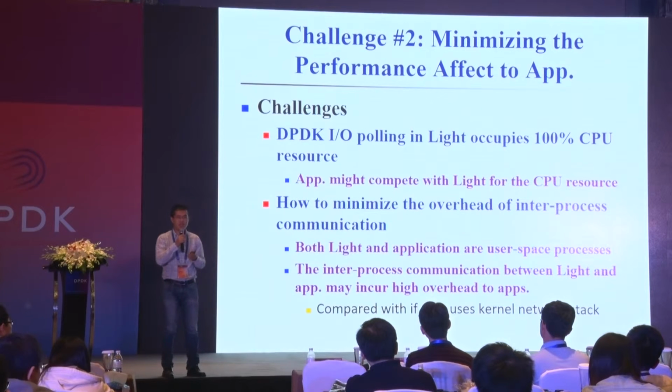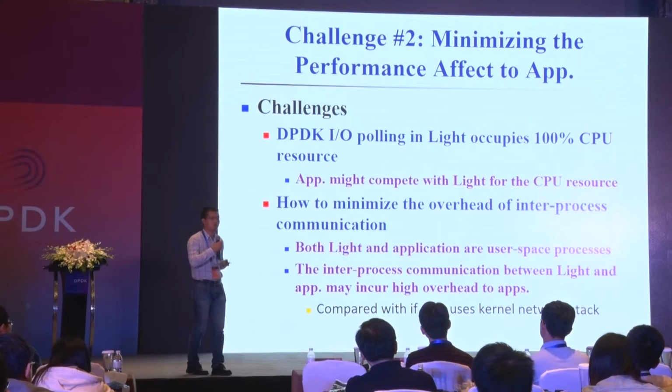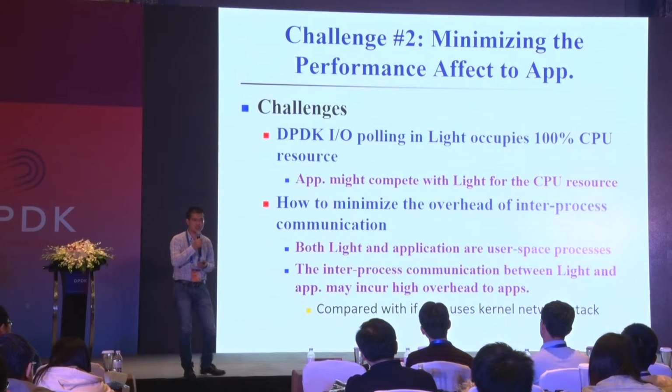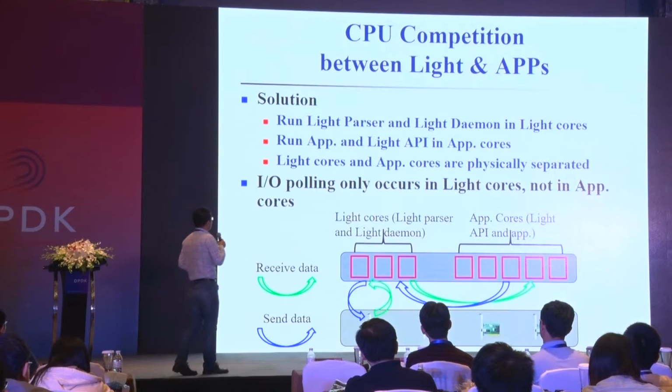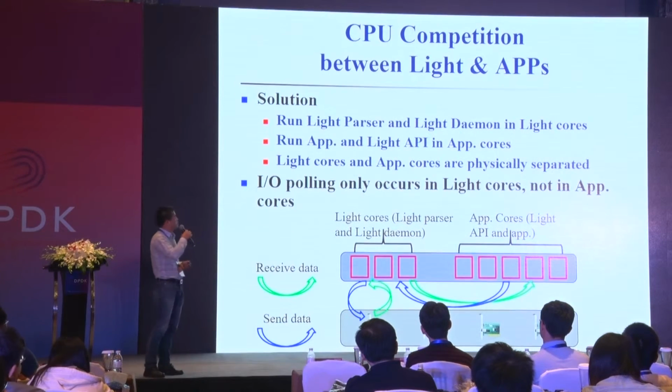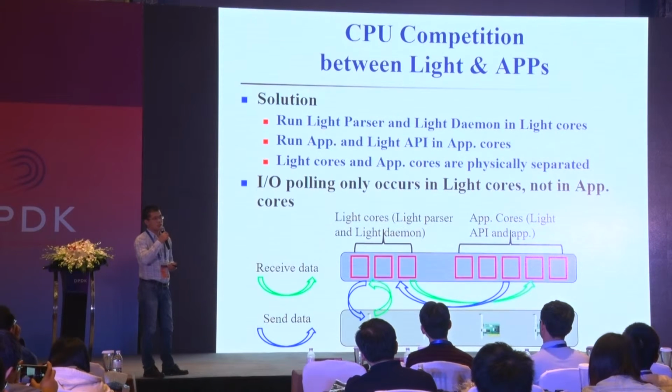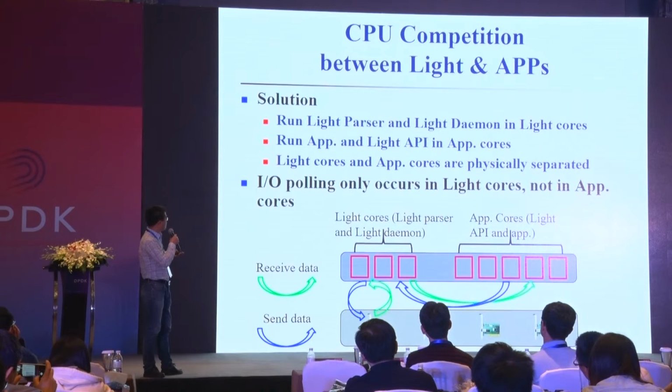And secondly, it will take over a lot of the features, so we need to redesign the inter-process communication, which may have impact on the performance. So if we want to minimize the interference with the application's performance, we need to address these two issues. So okay, first about the contention for CPU.